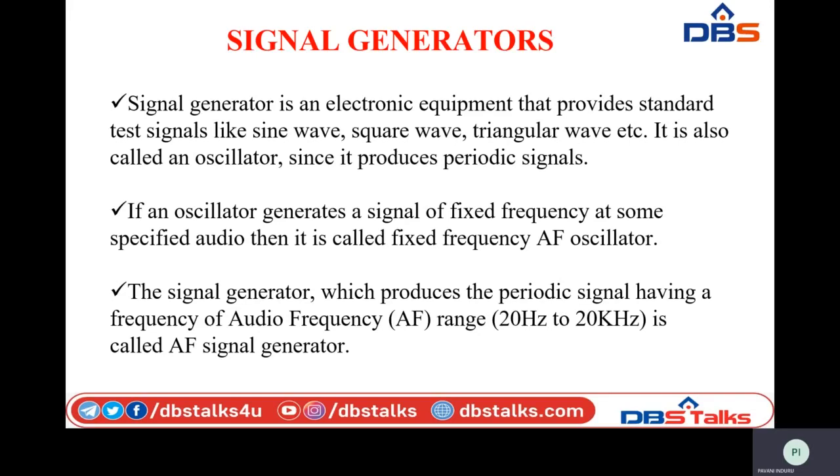If an oscillator generates a signal of fixed frequency at some specified value in the range of audio frequencies, then it is called a fixed frequency AF oscillator. Otherwise, if the oscillator generates signals in the audible range, which the human ear can hear, that is from 20 Hz to 20 kilohertz, then it is called an audio frequency variable signal generator.